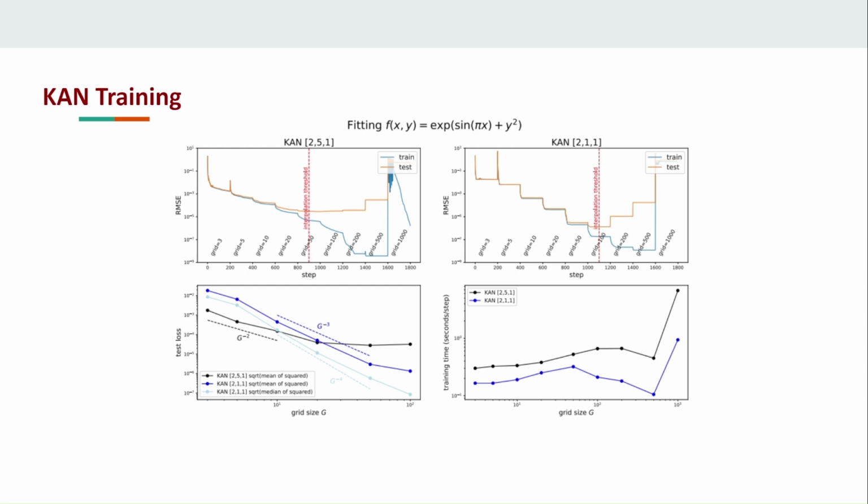And this is a plot of test loss versus grid size. So it's scaling at G to the power of minus 3, which is not the estimated alpha of 4, but it is still better than MLPs. And additionally, we can see how training time compares to the grid size. So training time scales favorably, which can be seen in this graph when we increase the grid size.